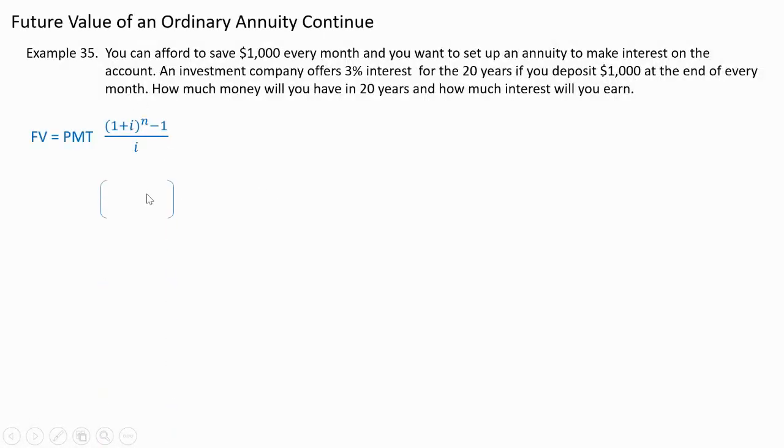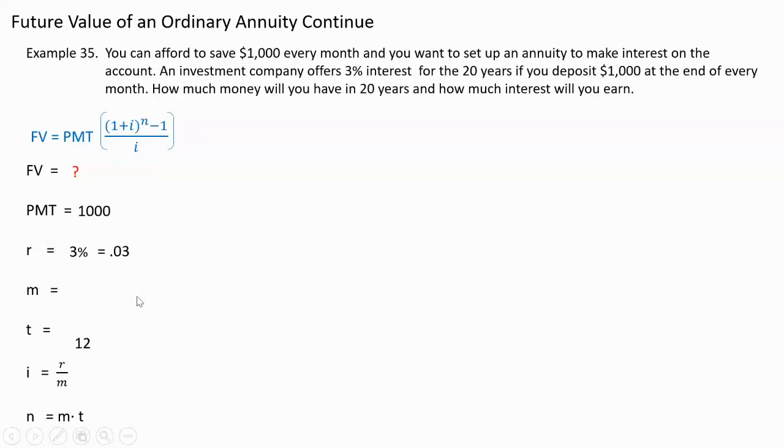Example number 35, right? So that's my formula. So let's extract the information. You can afford to save $1,000 every month and you want to set up an annuity to make interest on the account. So here's what we're looking for: how much money will you have in 20 years and how much will you earn in interest? So we're trying to find the future value. The payments are $1,000 a month. The interest rate is 3%, which would be 0.03.